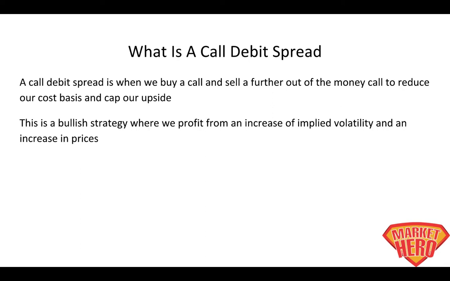So, a call debit spread is when we buy a call and sell a call further out of the money to reduce our cost basis and cap our upside, right? So this is known as a vertical debit spread, right? A call debit spread. Now this is where it gets interesting.